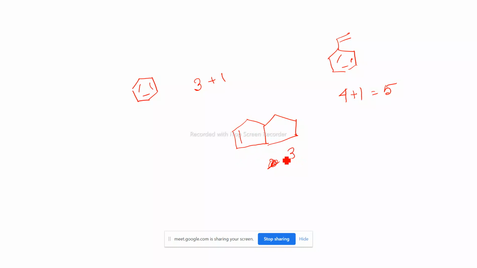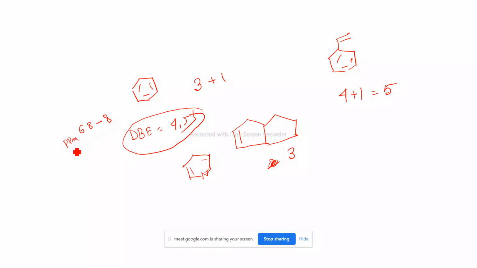So in the exam, if your DB calculates to around 4 or 5 or higher, there must be a benzene-like system, or it may be a pyridine-like system. Normally, not always. If your DB comes around 4 to 5, then you think there may be a benzene ring, then you go to the NMR and check whether there is any value around 6.8 to 8 ppm. If it's there, then there must be a benzene ring. Okay, clear?